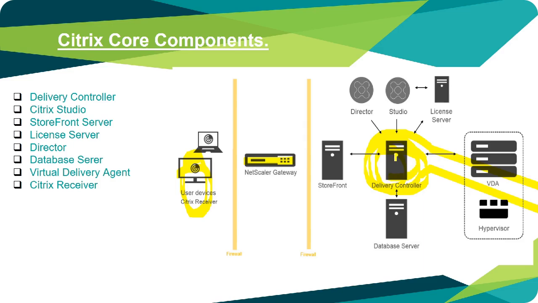When you see this diagram, you will come to know every component is getting connected to this delivery controller: database, StoreFront, Director, Studio, license server. So every component will communicate with the delivery controller and then proceed further. Okay, so delivery controller is the main component of the Citrix, like I mentioned, the Active Directory we have. All right, so that's it.